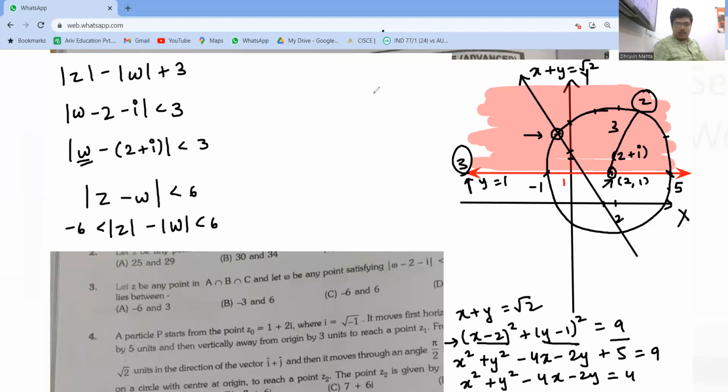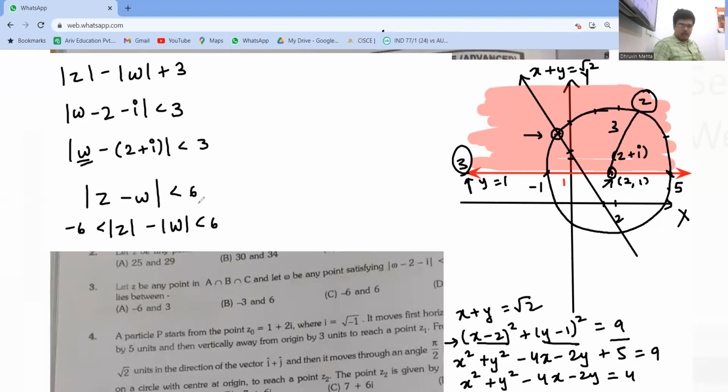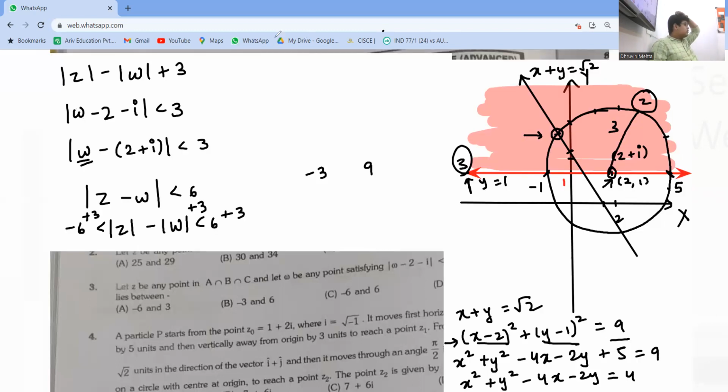What do we have to find? We are supposed to find modulus of z minus modulus of omega plus 3. So add plus 3 to it. If I do plus 3, what will be the answer? This will be plus 3. This will be plus 3. So it is between minus 3 and 9. It is D. Yeah, minus 3 and 9. Are you guys writing this?